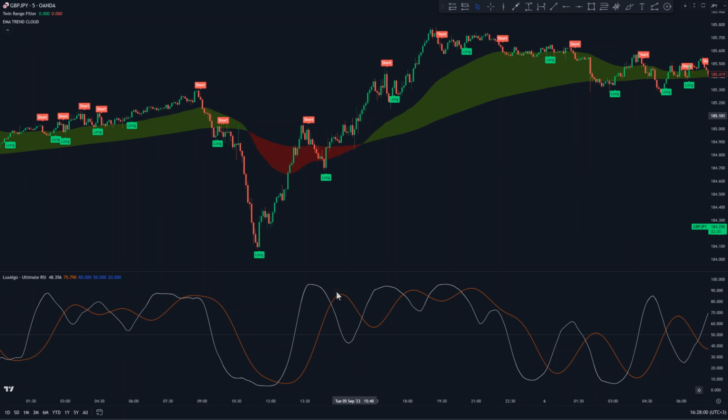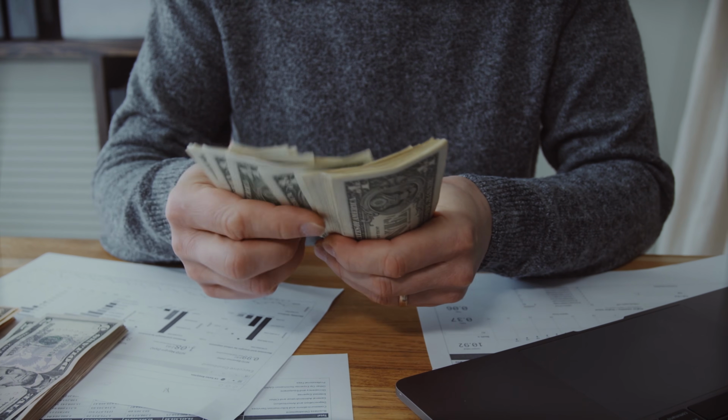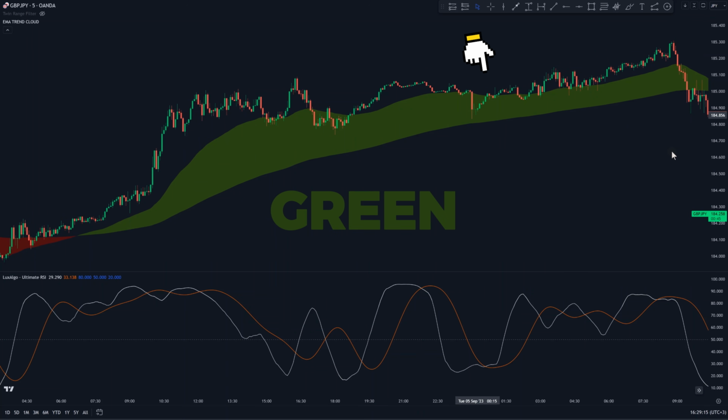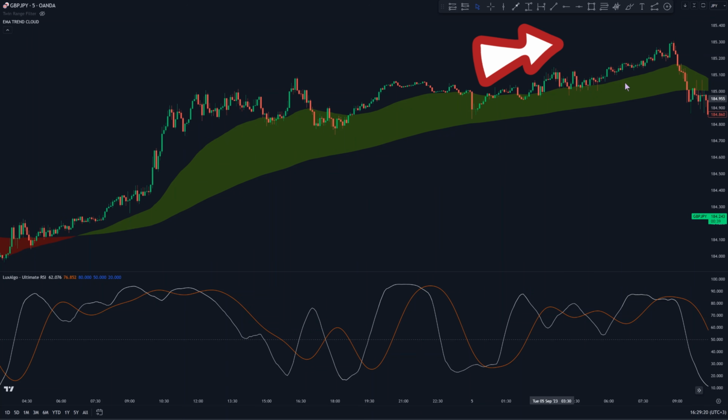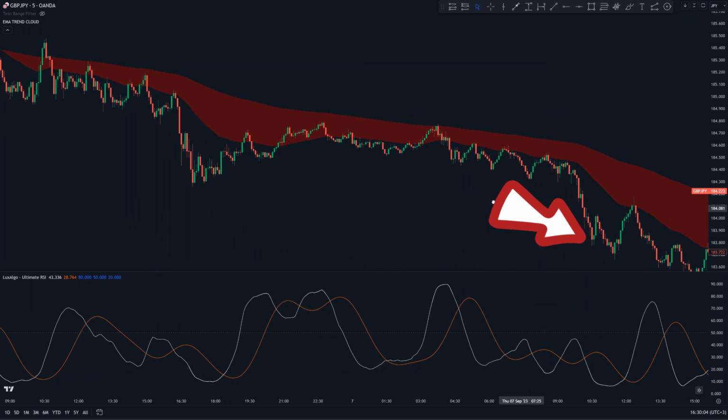Now, these 3 indicators are gonna work in conjunction to give us a simple yet profitable trading strategy. The EMA Trend Cloud is gonna be used for trend identification. When it's colored green and the price is trading above it, that is a bullish trend. When it's colored red and the price is trading below it, that is a bearish trend.